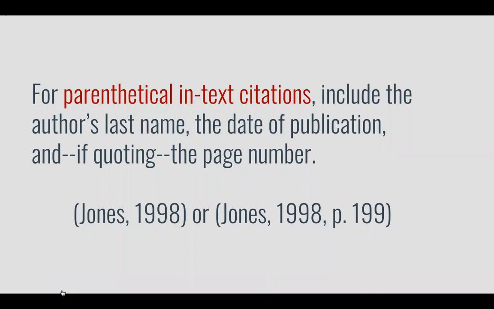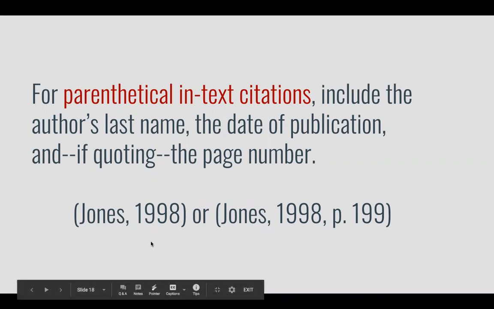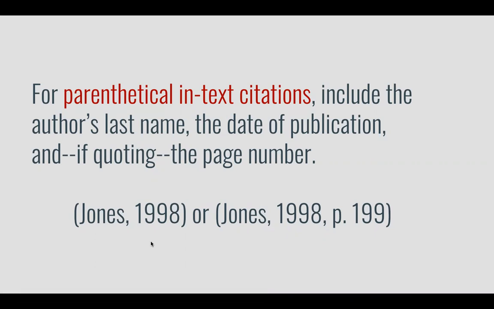For parenthetical in-text citations, you'll want to include the author's last name, the date of publication, and if you're quoting from that source, the page number as well. So this would look like Jones, comma, 1998, the year of publication, or Jones, 1998, page 199. Depending on if you're quoting from that source or not, that's when you would include the page number in addition to the author's last name and the year of publication.